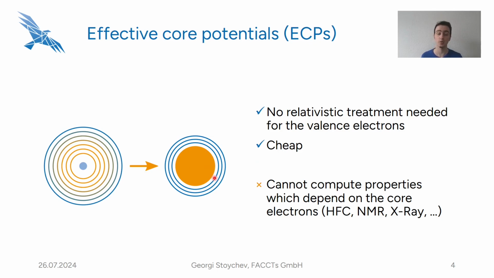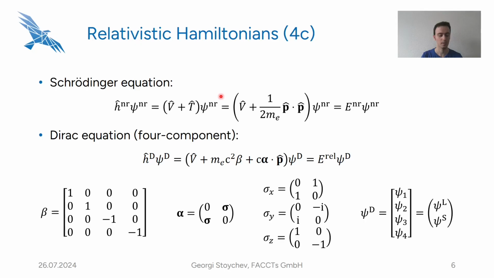But we also cannot use this to compute properties that explicitly depend on these core electrons because they're gone. For example, hyperfine couplings or NMR properties or excitations from these core levels as observed in X-ray and so on. In those cases, we need to turn to relativistic theories.